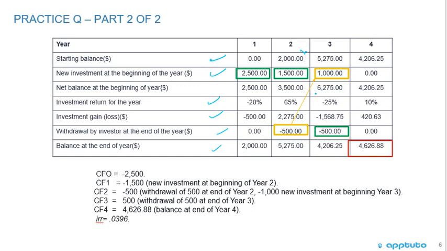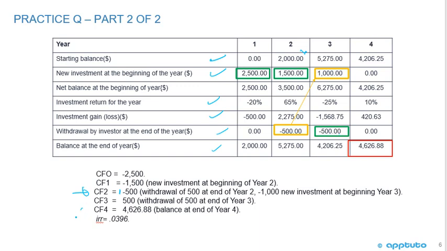But I've linked these two in gold color to show you that when you do the CF2 here, it's going to be the 500 withdrawal at the end of year 2 and the negative 1,000 investment at the beginning of year 3. You net the two, because there's a withdrawal at the end of the year and then a new investment at the beginning of the year. So you can net the two. That's an important thing, okay? And then it becomes the negative 500.